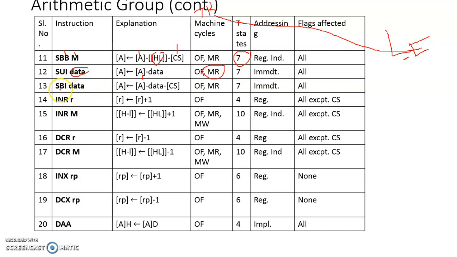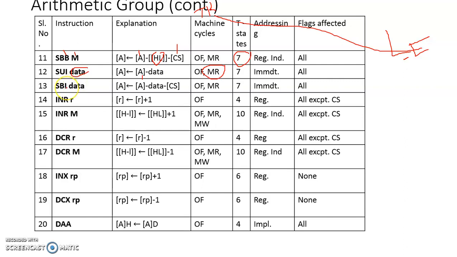Now the 13th one, SBI data. This asks the processor to subtract the immediate data along with the carry status, the content of the carry status flag, from the content of the accumulator and place the result in the accumulator register. This is also a 2-byte instruction since this data happens to be 1-byte data.